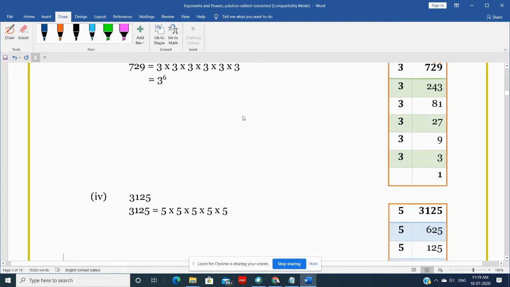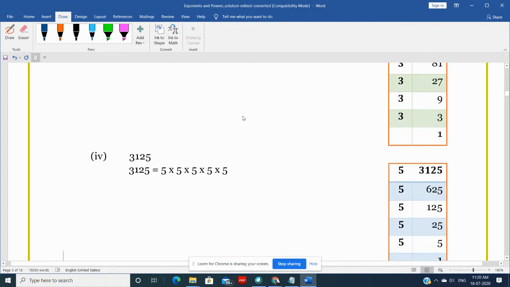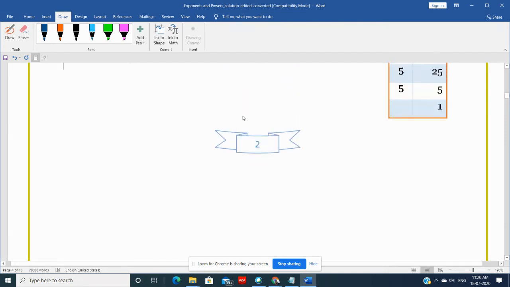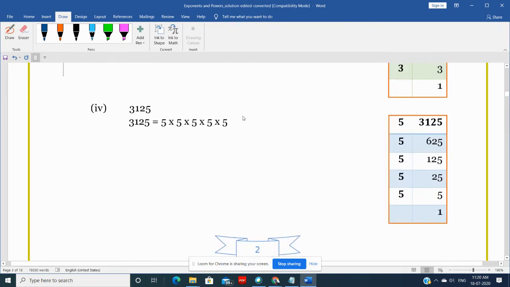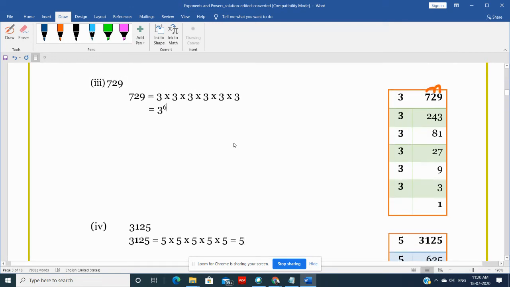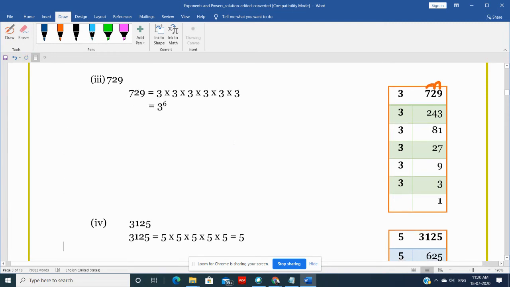Similarly, next number 3125. This is easy because the last digit is 5, so you can directly start with 5. Right here, 5 how many times? 5 times. So you can just write 5 raised to the power of 5. All right, I need to copy this because the number is like this. So here your answer is 5 raised to the power of 5.